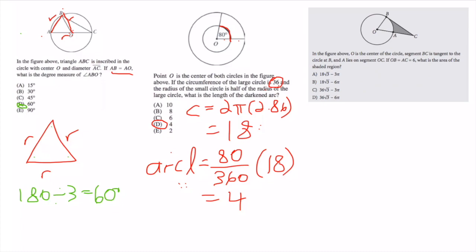In the figure above, O is the center of a circle. BC is tangent to the circle, and A lies on line segment OC. If OB equals AC, which is both 6, what is the area of the shaded region?